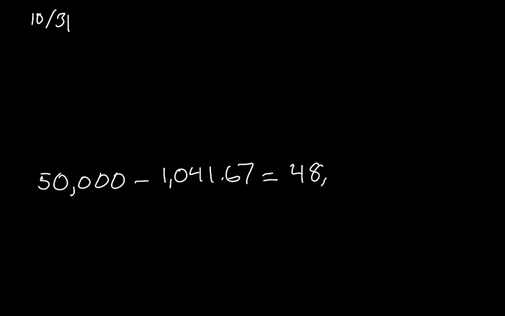So if we were to do the math on that, that would be 50,000 minus the $1,041.67 of depreciation for the first quarter of the life of the asset, we would have $48,958.33 that needs to be depreciated. That is depreciable value remaining on the asset.